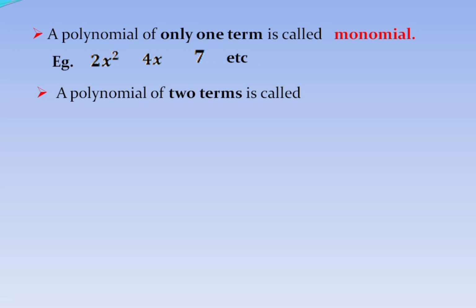Now let's also look at a polynomial of 2 terms. So when you have a polynomial of 2 terms, it is also called what? Binomial. Yes, so the moment you see you have a polynomial of only 2 terms, then it is called a binomial. So let's also see some examples of those.